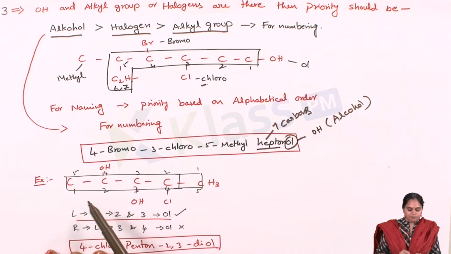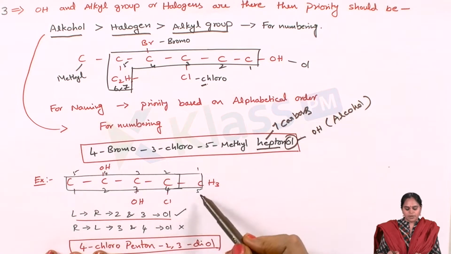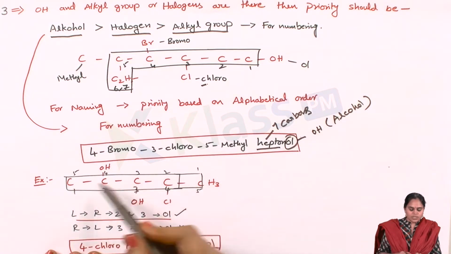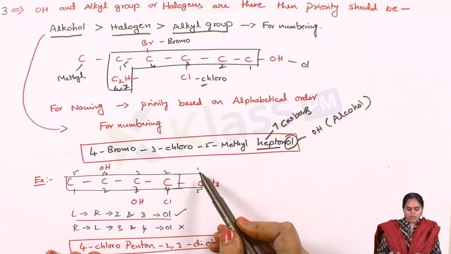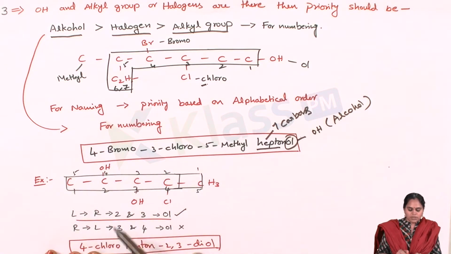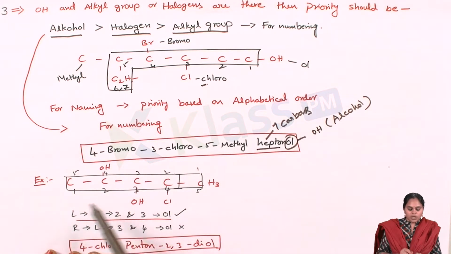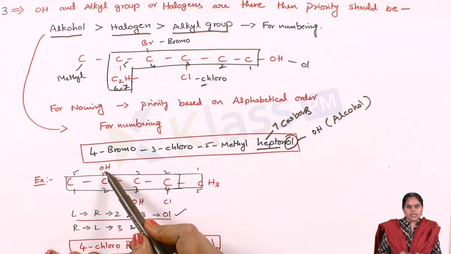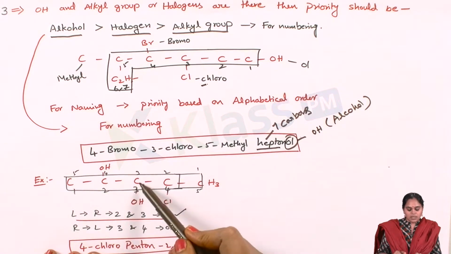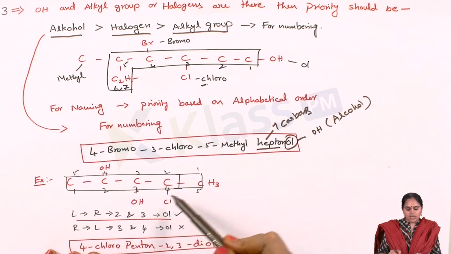See this example. 1, 2, 3, 4, 5 carbons are there. You check the numbering for this one. 1, 2, this is the longest chain. There is no other option. 1, 2, 3, 4, 5. Here priority should go to the alcohol group first. So if we count from right to left, it is having the 4th place. If we count from this side, 1, 2, it is getting the 2nd place. And 3rd also, one more OH is there. And then chlorine is also added. This is a halogen group. What did I tell you? Alcohol first, then priority goes to halogen.